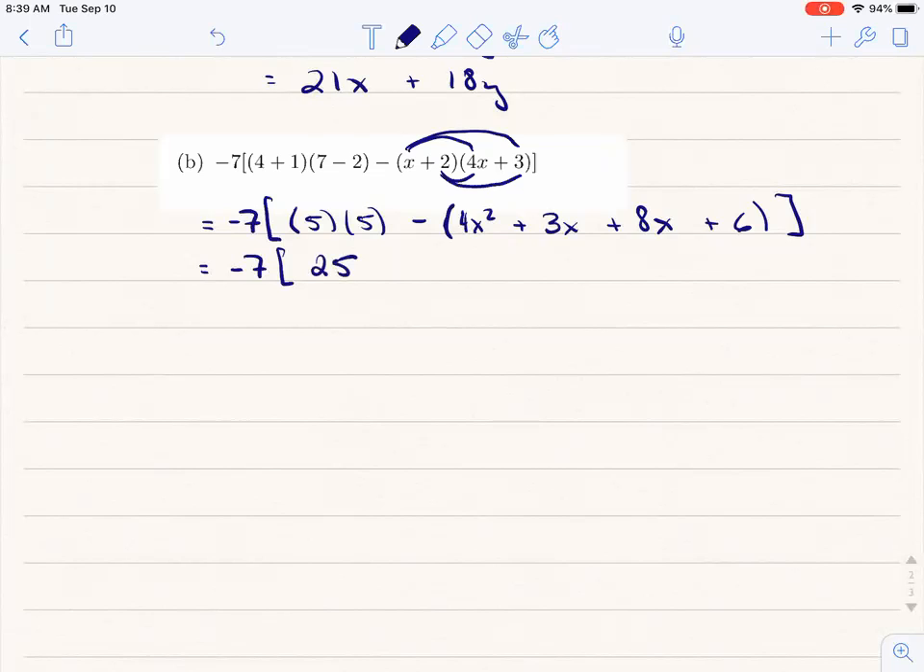Okay. What I'm gonna do is I'm just gonna collect like terms inside this polynomial, right? This is a polynomial. Because I've got 3x and 8x that I can combine. It doesn't matter. It's just less work later on. Okay. So I'm just gonna do 25 minus, and then 4x squared, 3x plus 8x, 11x, and then plus 6. Making sure to keep those brackets on, because we haven't brought that negative inside quite yet. So we've got -7 times 25. Now I'm going to bring that negative inside so I can ditch those brackets. So I've got -4x squared minus 11x minus 6.